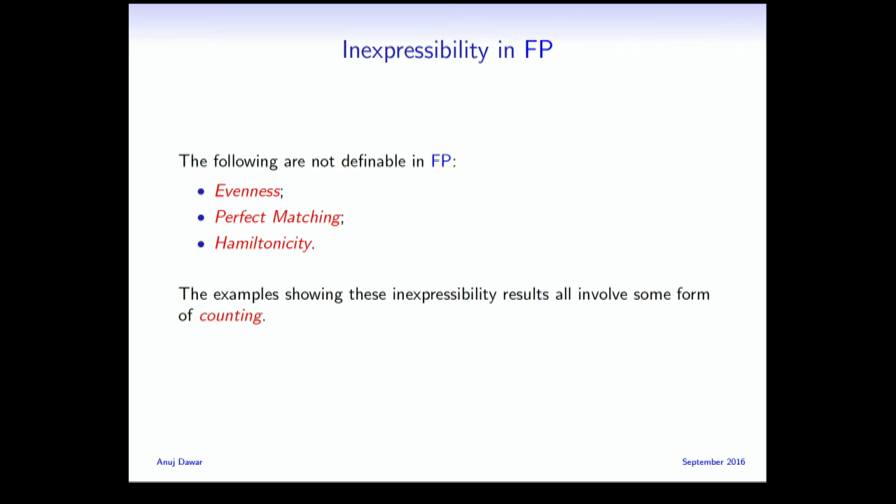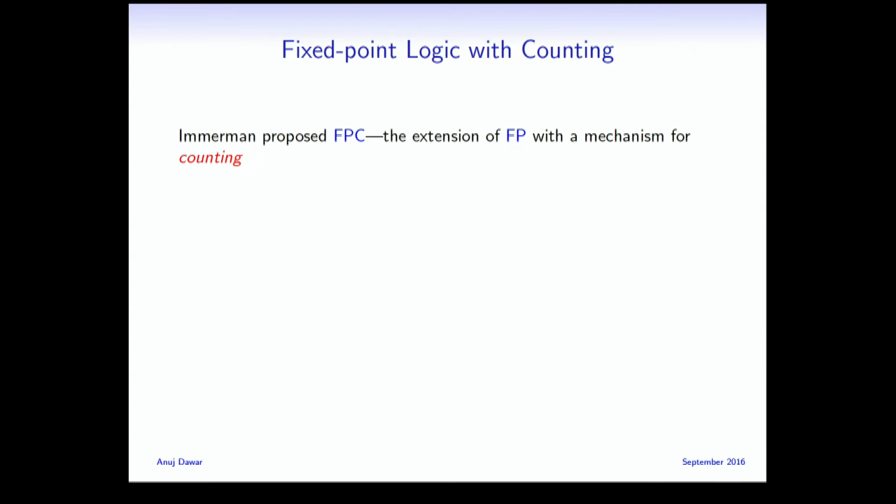Now, all of these inexpressibility results seem to involve some form of counting. Well, these are not counting properties; this is a property which is about counting the size of the structure. But the examples that we use to prove that perfect matching and Hamiltonicity are not definable all turn out to be simple counting examples, which is kind of what led Immerman, back in the 1980s, to suggest we extend fixed point logic with a mechanism for counting, and maybe that would give you all of polynomial time.